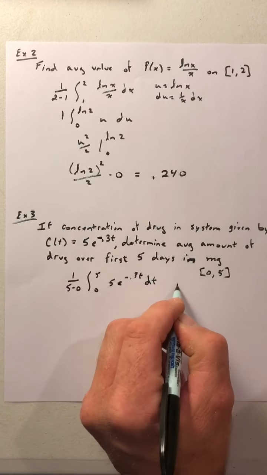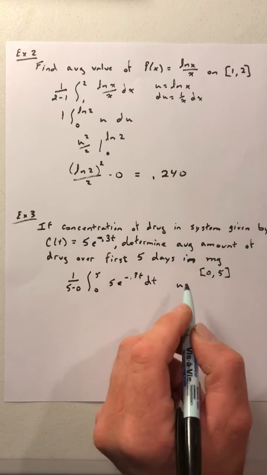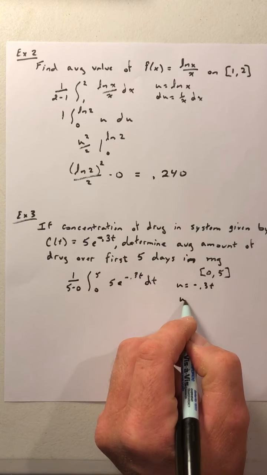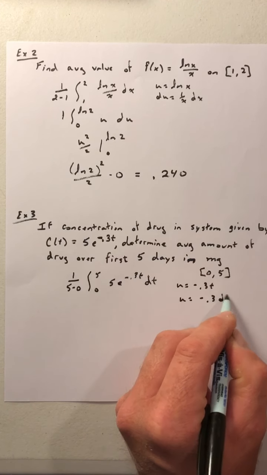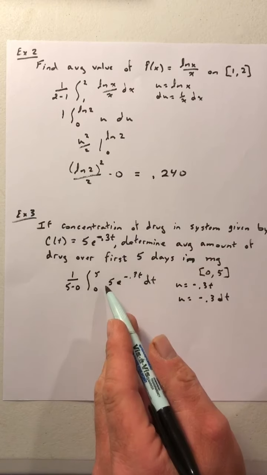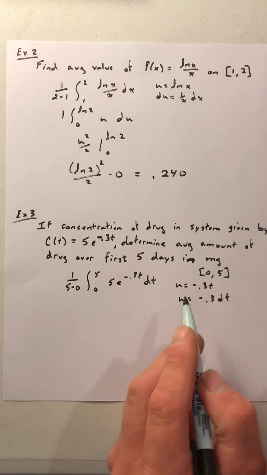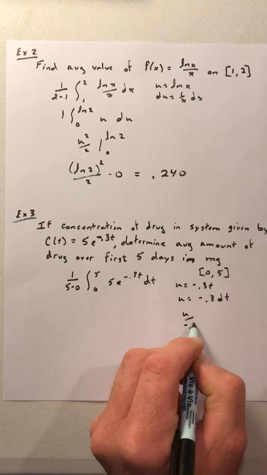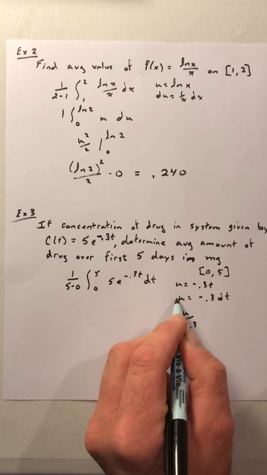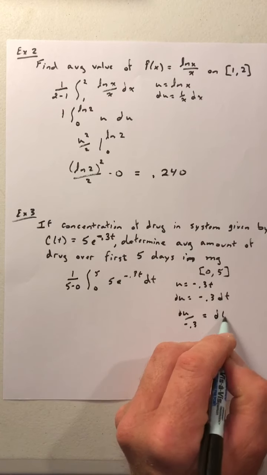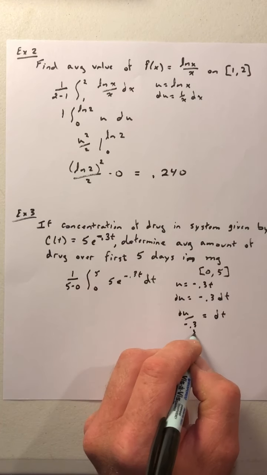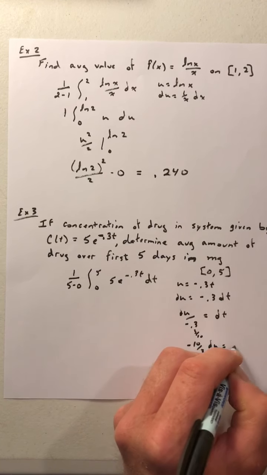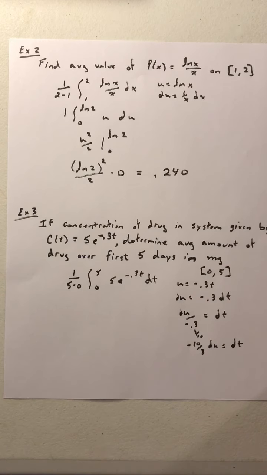Since we have an e, to integrate that, we're going to let u be the exponent of e. So du is going to equal negative 3/10 dt. I don't have a 3/10, I have a 5. It's kind of difficult to work with. So I'm going to go ahead and divide that over. So du divided by negative 3/10 equals dt. 3/10 is 3 over 10, so this actually becomes negative 10/3 du equals dt.